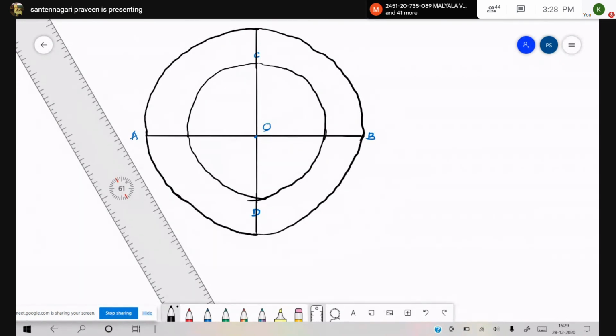Bisect the angle. Simple. Yes or no? Can it be done by bisecting an angle? Hello? Yes, sir.